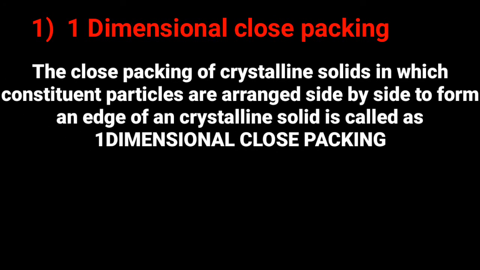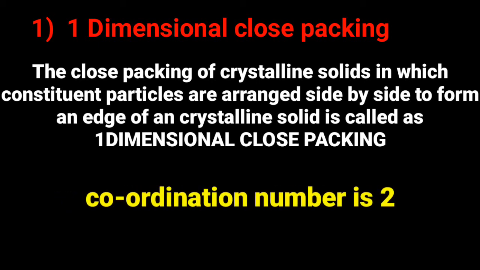One-dimensional close packing. The close packing of crystalline solids in which constituent particles are arranged side by side to form an edge of a crystalline solid is called one-dimensional close packing. Coordination number is 2.